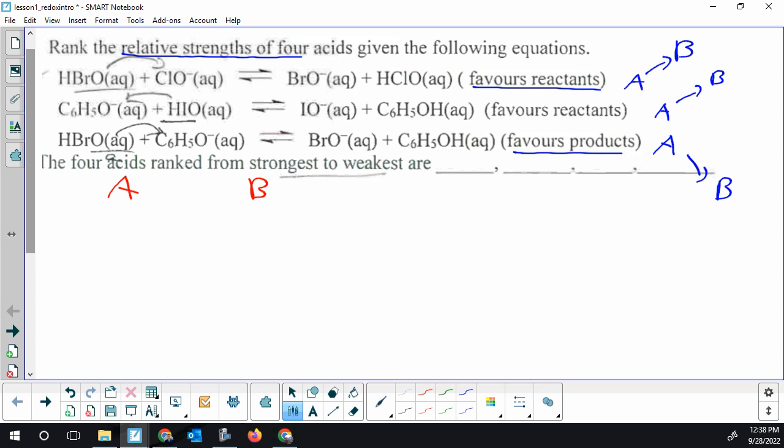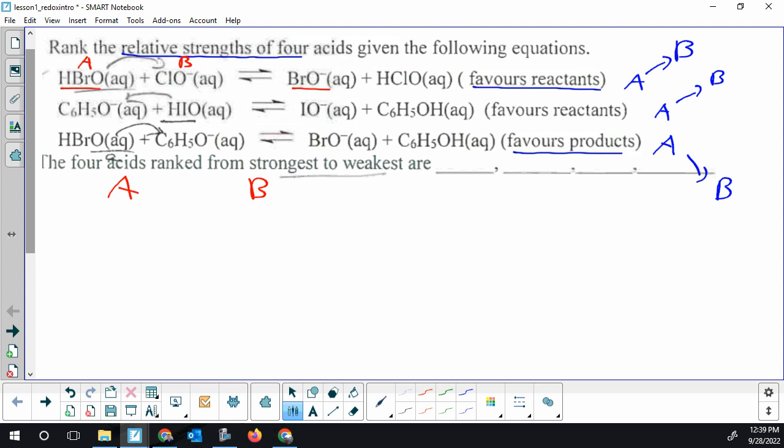So I'm going to decode the first one. I have to figure out what the acid is. And if I look at the bromine containing compound, it starts with an H and it ends up without one. So the bromine containing piece is losing its H. So that makes it an acid. So that means that must be our base that picks it up. Favors reactant, so the acid must be below the base.